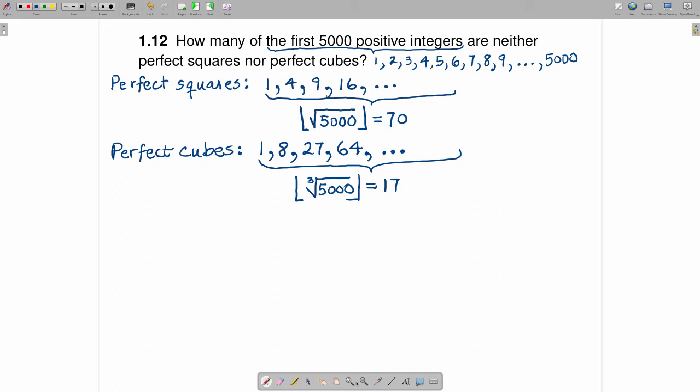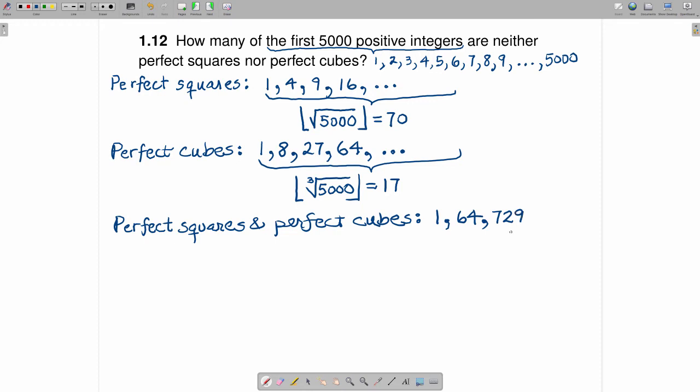Now the next question is, have we double counted any? Just like in a problem previously, we might have a number that shows up in this list that also shows up in this list. Clearly 1 shows up in both lists, and 64, for example, is 8 squared, but it's also 4 cubed. So let me write the list of perfect squares and perfect cubes. We know 1 is in both lists. We know that 64 is in both lists. The next number in both lists is 729. The next number is 4,096.